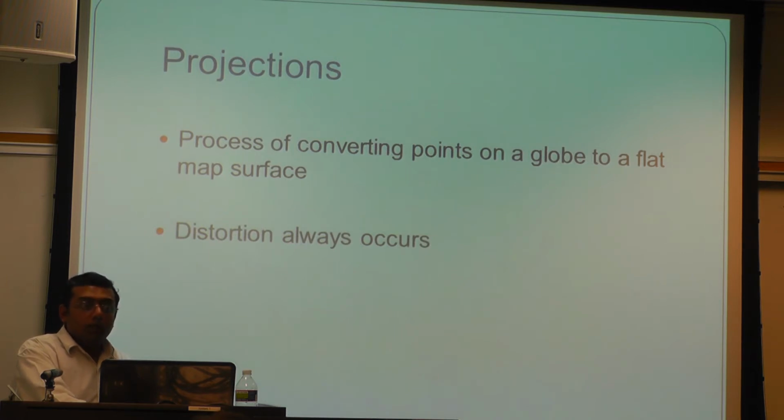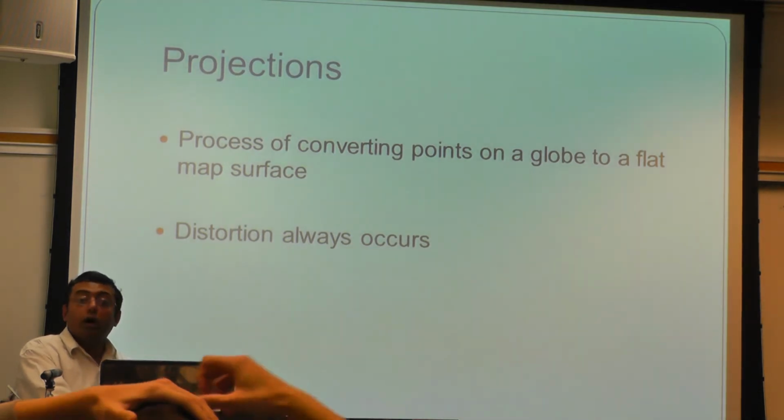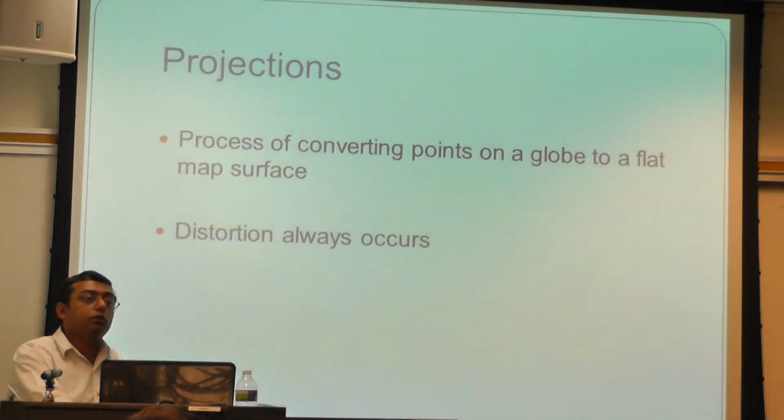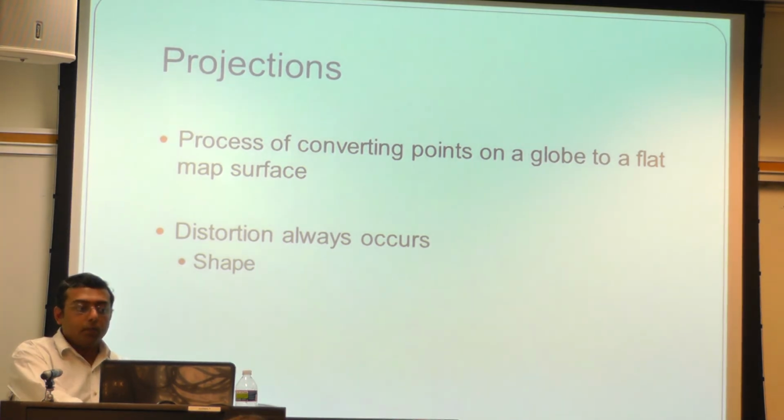One problem with this is that there is always distortion. No matter what you do, there is distortion. What do I mean by distortion? There are 4 types of distortions. One distortion is in shape. That means the shape of the object as it exists on a globe may not be the same shape that it exists on a map.